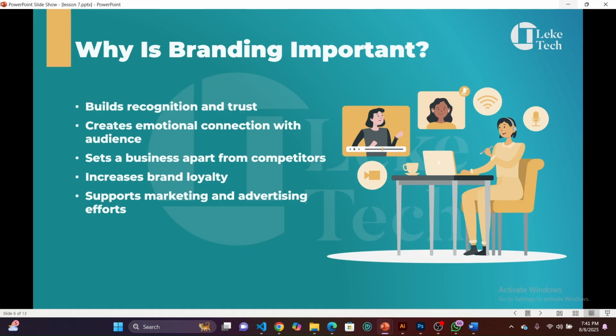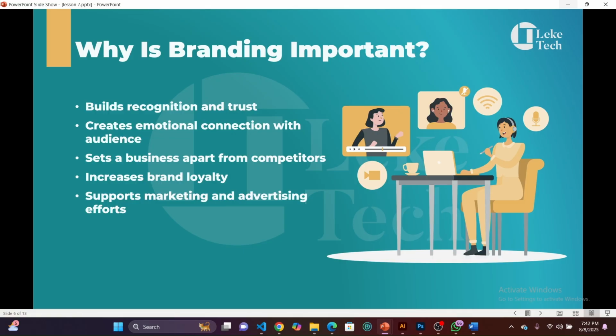Branding is important because it sets the business apart from its competitors, right? So if every single business had the same logo, the same colors, the same strategy, the same way of doing things, the same way of communicating, the same way of doing their visuals, what would set somebody apart from another? What would make somebody choose company A over company B if everything they were doing was the same?